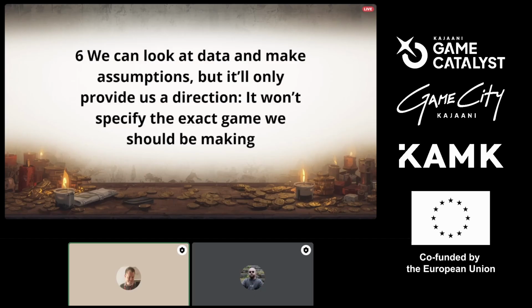So yet again, with this data and everything, we can make these assumptions, but it will only provide us a direction. It won't specify the exact game we should be making. But now we at least have some proof and some understanding, or I have, for game 6, that this could be something. But now I do have the data, but how will I actually execute the given game and get it to hit the quality standards that people are expecting? I don't even know how to make a borderless game yet, but hopefully I will know by the end of February.